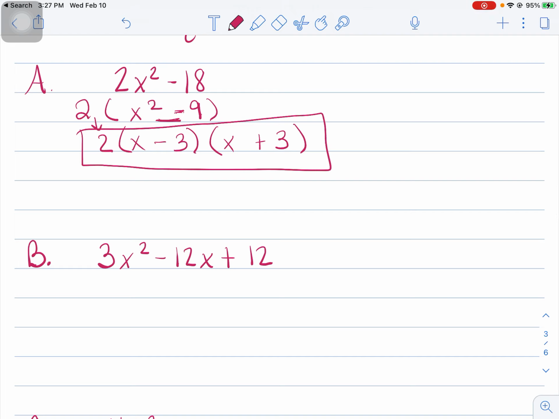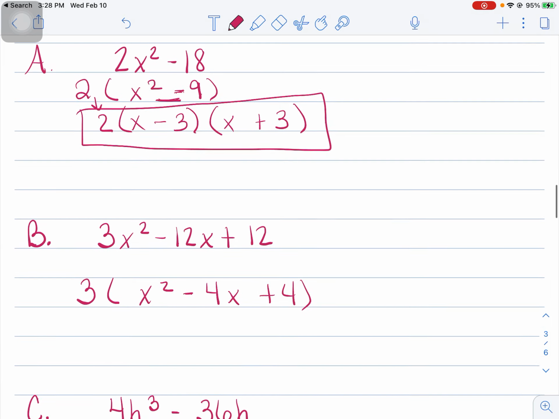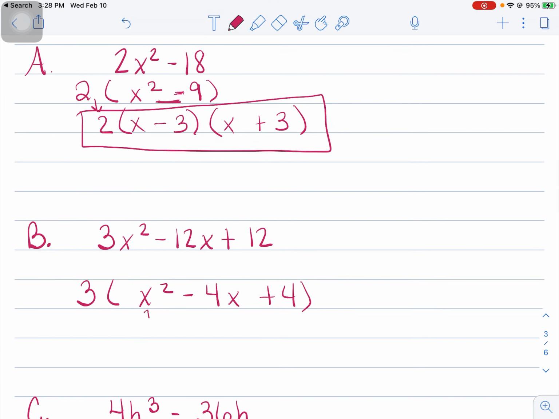Yes. 3 can come out of 12, 3, and 12. So I'm going to pull it out. 3, end up with x squared minus 4x plus 4. Now I'm going to look closer. Do I have a perfect square? Yes. Perfect square? Yes. Go ahead and do my two binomials. I'm going to go ahead and pull my 3 down there. I have an x and an x, a 2 and a 2.